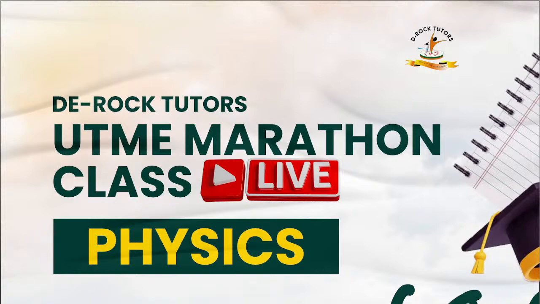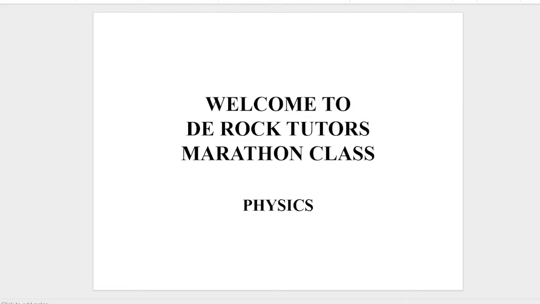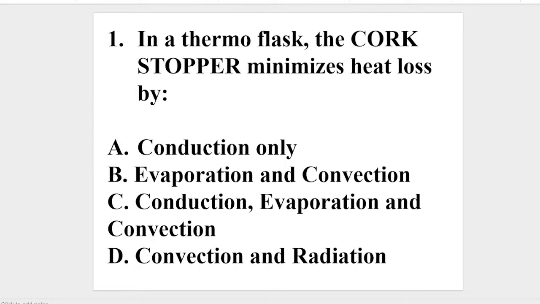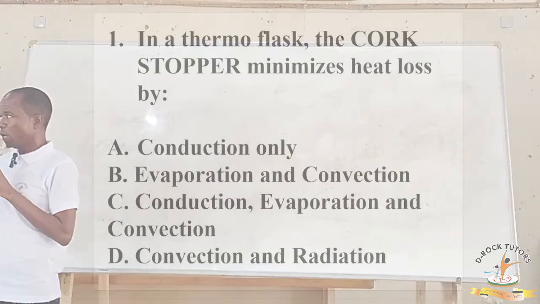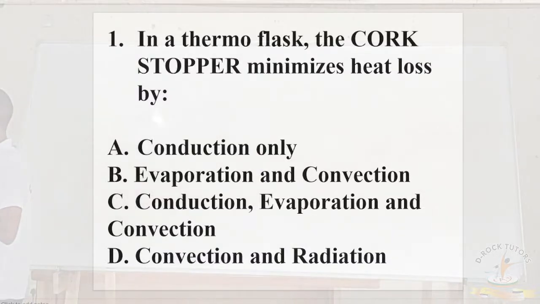It says, in a thermoflask, the cork stopper minimizes its loss by dash. Now, we know that a thermoflask, also called a vacuum flask, is a device that is used to store liquid and substances and to minimize their loss or gain of heat by various means. And we know that heat loss usually occurs in three ways: by radiation, by conduction, and of course by convection.